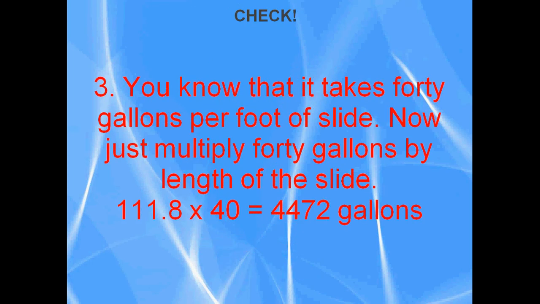3. You know that it takes 40 gallons per foot of slide. Now, just multiply 40 gallons by the length of the slide. 111.8 times 40 equals 472 gallons.